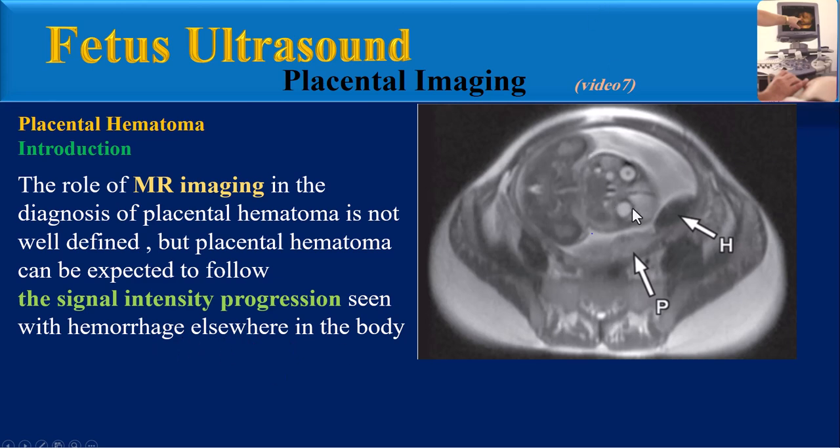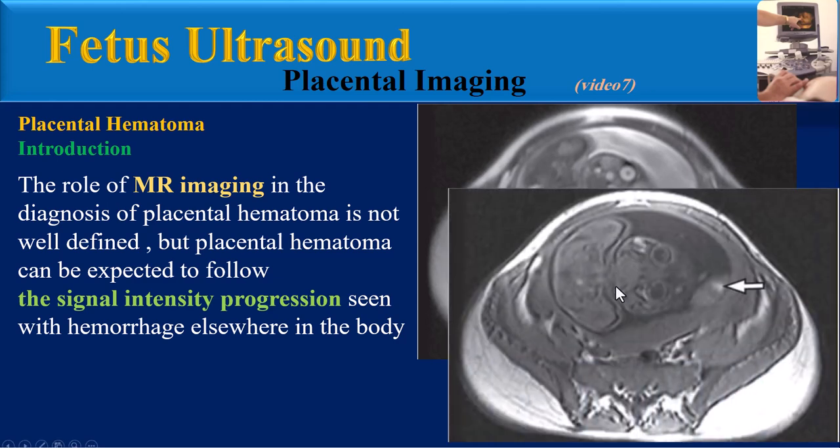This axial T2 fast spin echo MR image shows a low signal intensity mass along the margin of the placenta, but this axial T1 MR image shows a predominantly intermediate signal intensity mass with internal areas of increased signal intensity. The signal intensity characteristics and the location of the mass are consistent with a subchorionic hematoma with hemorrhage of varying age.